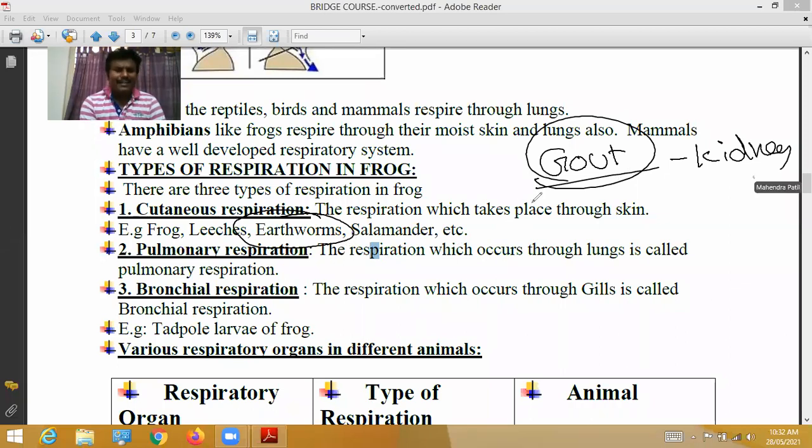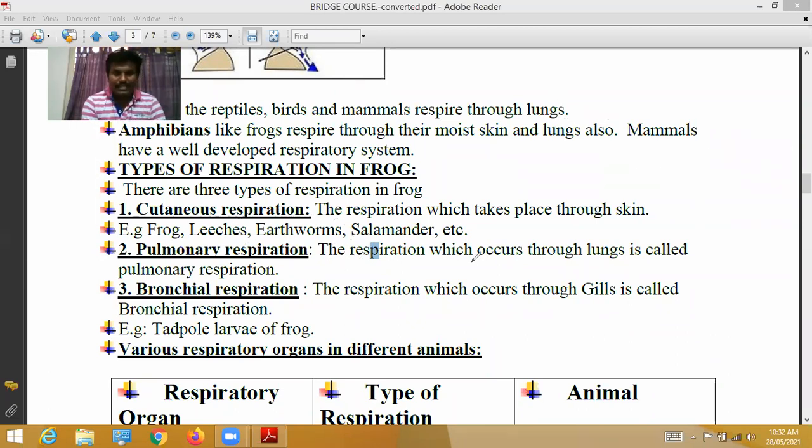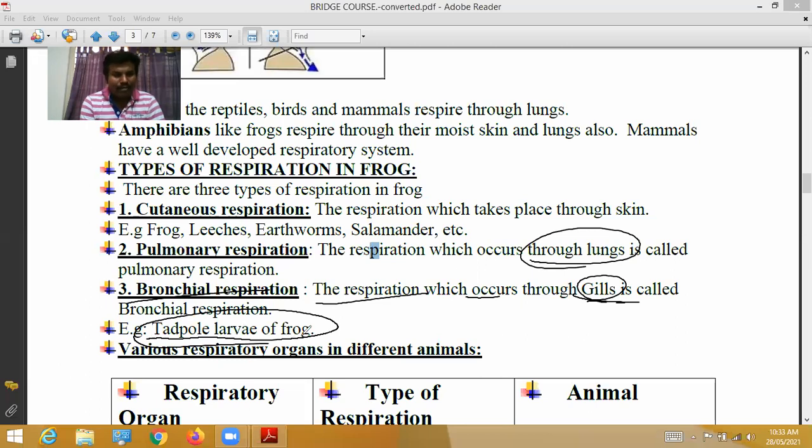Next, pulmonary respiration. The respiration which occurs through lungs is called pulmonary respiration. Bronchial respiration is respiration which occurs through gills, as I have already shown. Bronchial respiration occurs mainly in tadpole larva, frog, fishes, etc. These are the types of respiration in frogs.